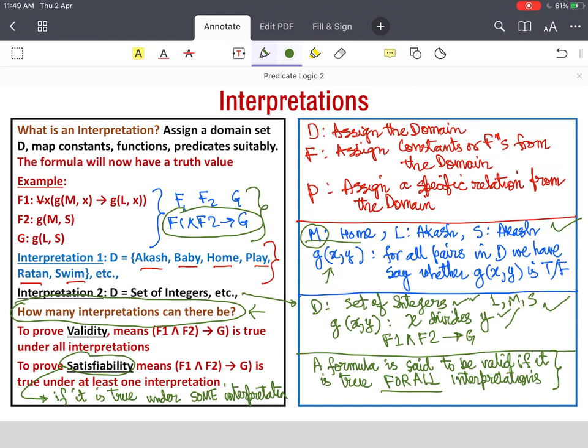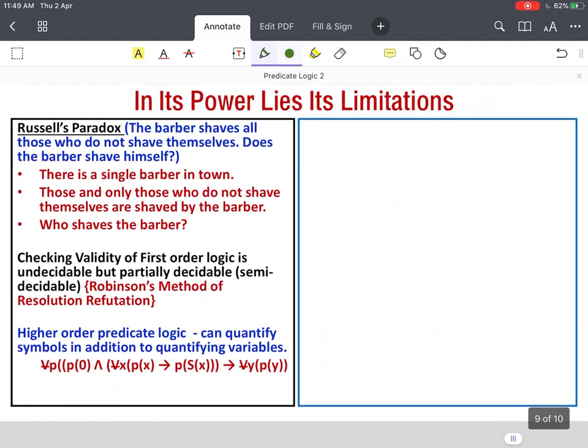And a formula is said to be unsatisfiable if there is no interpretation for which the formula is true. A formula is said to be non-valid if there is some interpretation for which it is false. So interpretations hold the key to really finding out validity and satisfiability of Boolean formulas, especially in predicate logic. And we have seen how complex they can be in terms of predicate logic. Finally, what is the power of predicate logic?